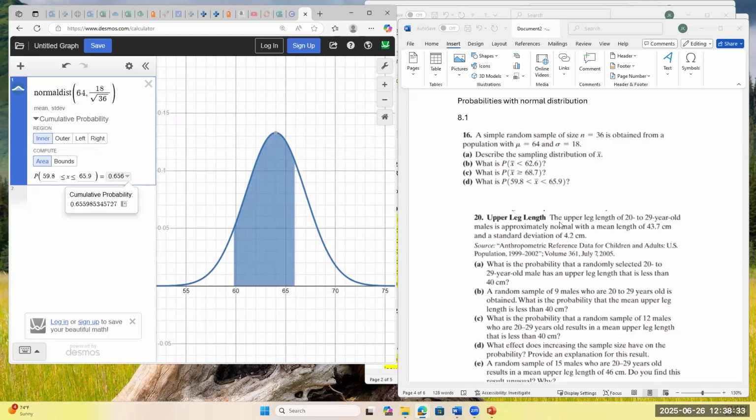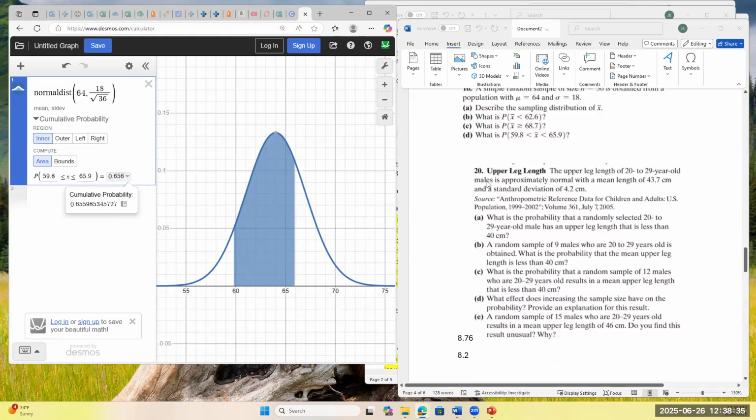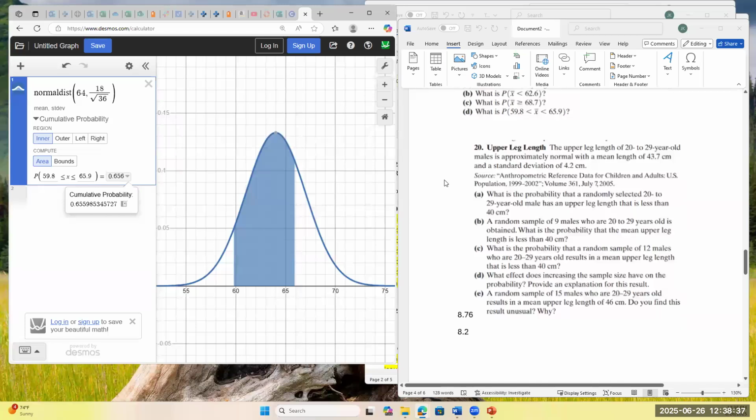We can also look at something that is a little more meaningful here in this problem number 20. So for this problem, very similar problem, but now we're associating it with some real world data. So these are upper leg lengths of 20 to 29-year-old males. And so we have a reference here that from 1999 to 2002 said that the mean length was 43.7 with a standard deviation of 4.2.